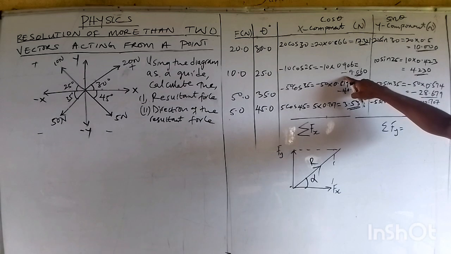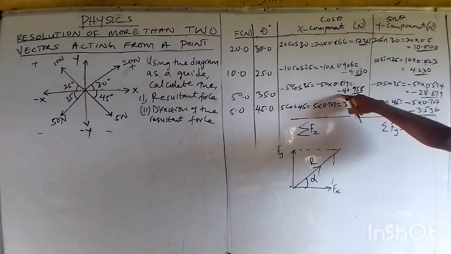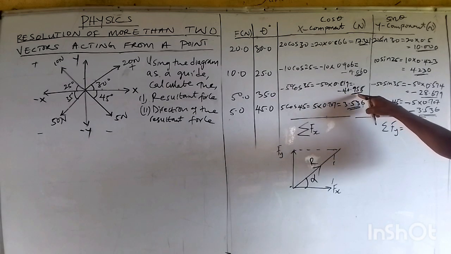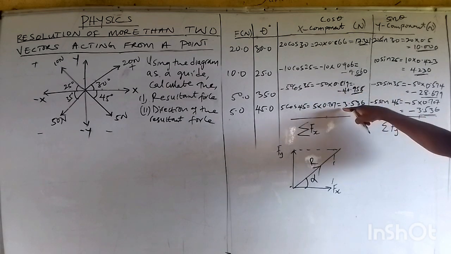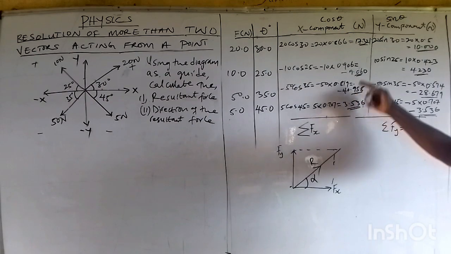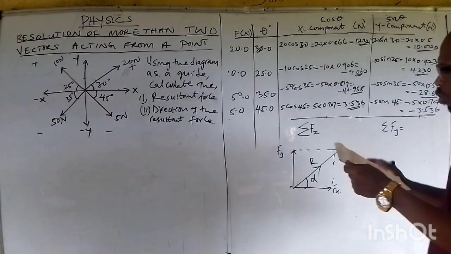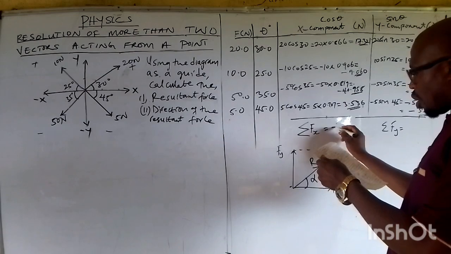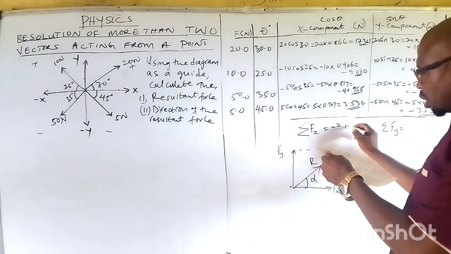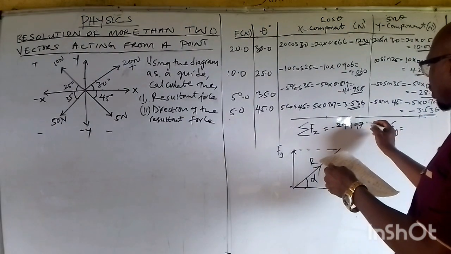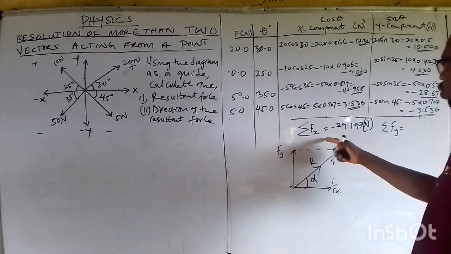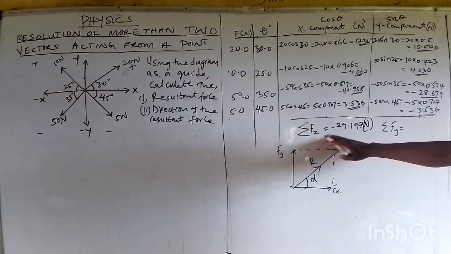17.321, remember this is minus. So 17.321 minus 9.060 minus 40.958 plus, this one is now plus. So at the end of the day, everything here will give us minus 29.197 Newton. So all the forces along the x component will give us this.